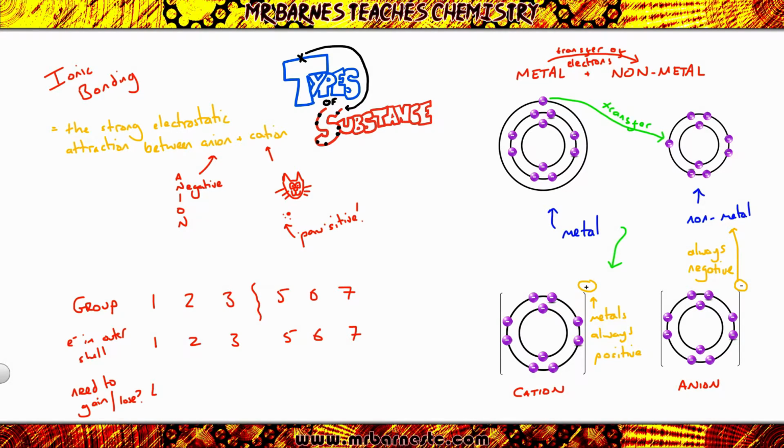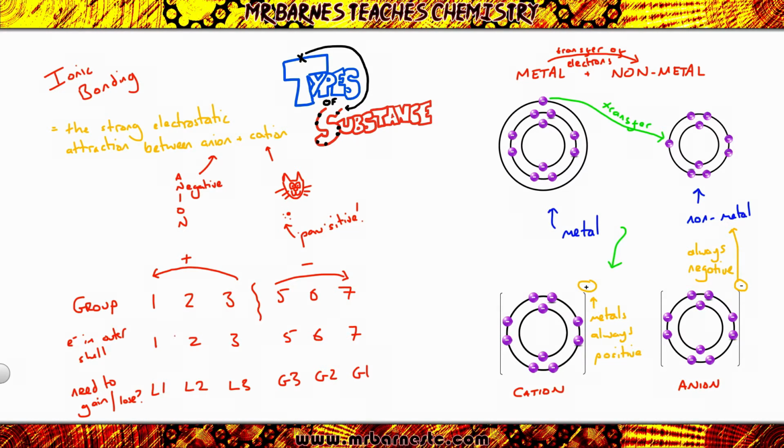So if it's in group 1, it's easier to lose 1 electron. Group 2, easier to lose 2. Group 3, easier to lose 3. Then group 5, it's easier to gain 3. Group 6, it's easier to gain 2. And group 7, it's easier to gain 1. So for groups 1, 2 and 3, which are losing electrons, they are losing negative electrons, so they become positive. So all metals make positive cations, and all non-metals are gaining negative electrons, so they become negative overall.